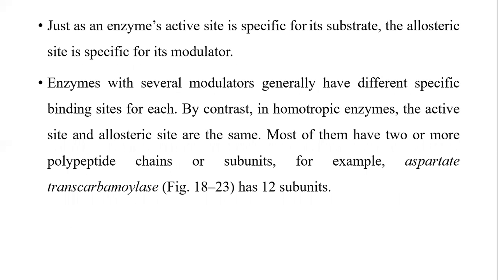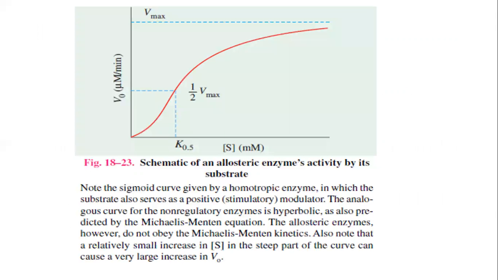For example, the enzyme aspartate transcarbamylase has around 12 subunits. On the screen, you can see a schematic representation of the allosteric enzyme, and you can see the shape of the graph. It is a sigmoidal graph.